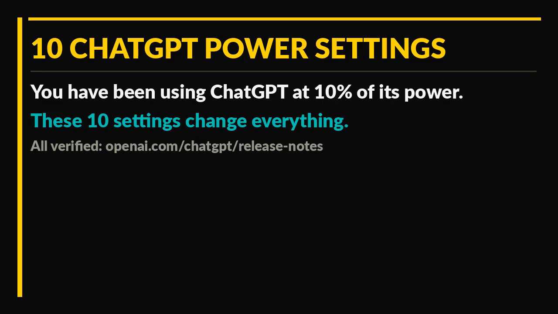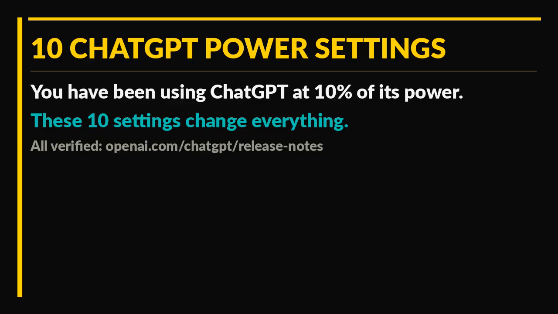Step 1. Custom instructions. Most users type the same context into every conversation. Their job, their tone preference, how long they want answers. That is wasted tokens every single time. Go to Settings, then Personalization, then Custom Instructions.